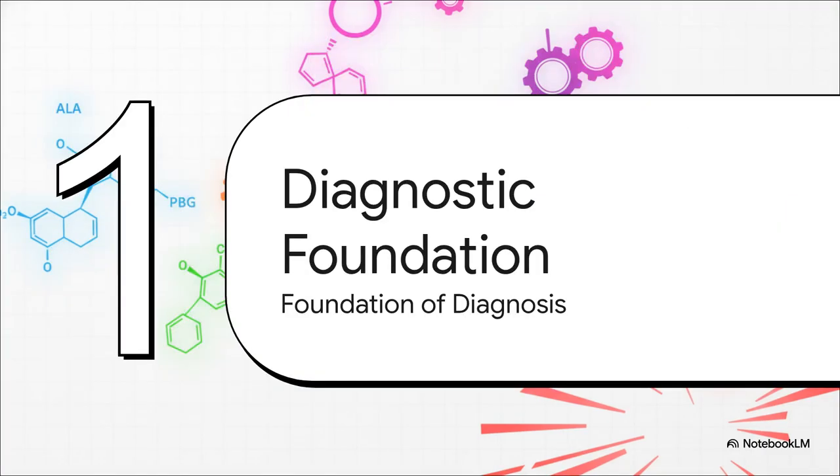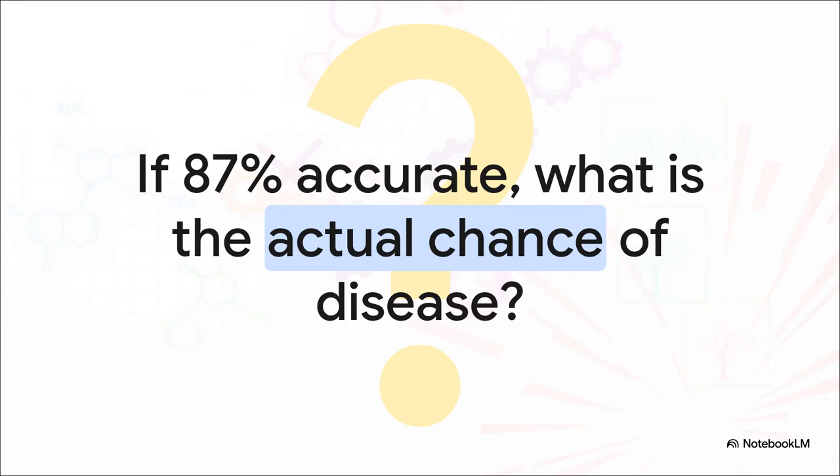Okay, section 1, the foundation of diagnosis. I want to throw this scenario at you right off the bat. If a diagnostic test is, say, 87% accurate, what's the actual chance you have the disease? Let's set up a real clinical dilemma. A 25-year-old patient comes into your office with a fever and a sore throat they've had for 3 days. You're suspecting streptococcal pharyngitis. To confirm it, you use this novel test that boasts a positive predictive value of 87%. The patient tests positive. So, what does this actually mean for them?